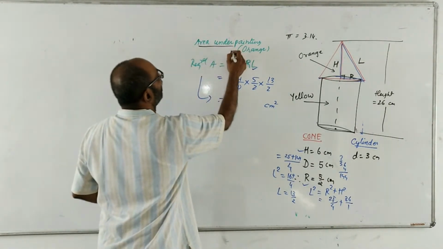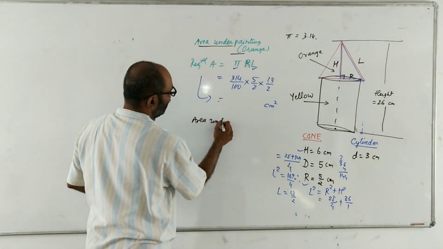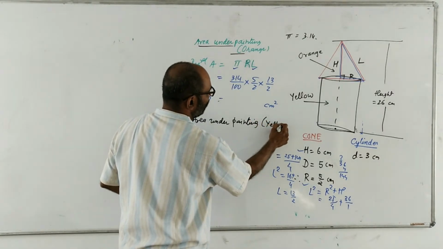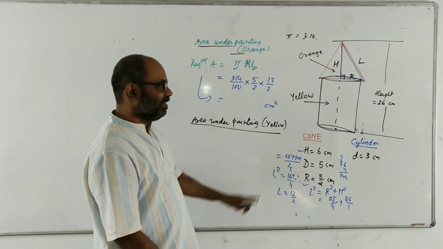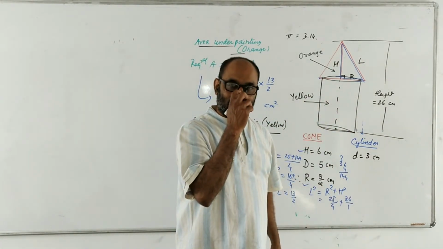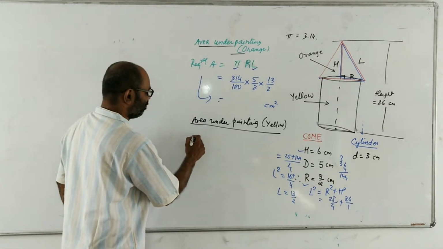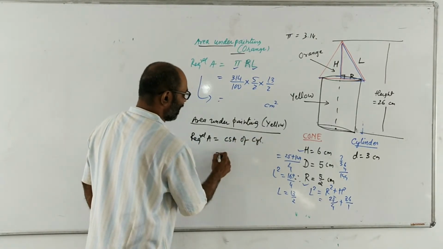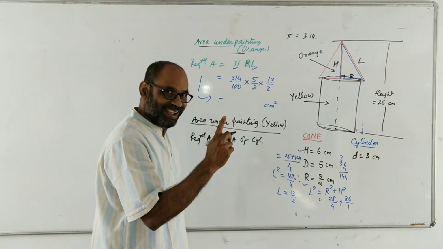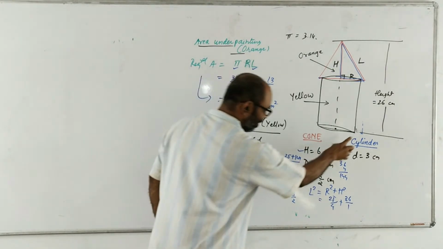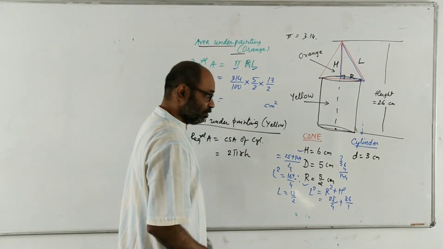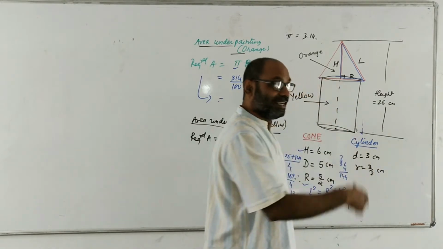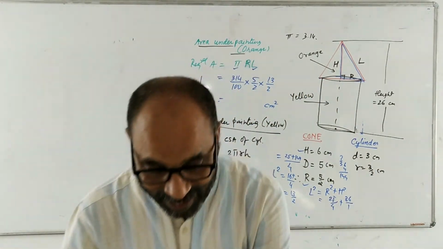Now I'll put another title, area under painting. Alright, and this time which color? Yellow. Now tell me where the yellow color is applied. Yes, it is applied only on the curved surface area of cylinder. So बोलिए, required area is curved surface area of cylinder. You may write that. And what is the formula? आपको पता है? Yes, 2 pi r h. Children, you have only diameter. So what is radius? 3 by 2 centimeter. और height नहीं है. Height भी ढूंढनी पड़ेगी.